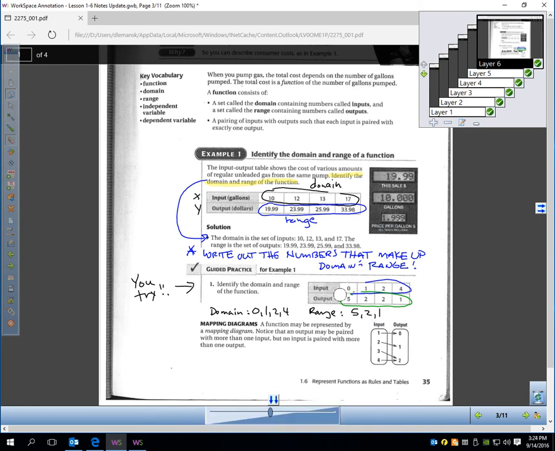I want you to notice this table is a function. Each input only gave you one output. Inputting 0 only gave you a 5. Inputting 1 only outputted a 2. Inputting 2 only outputted 2. Inputting 4 only outputted a 1. That's a function.